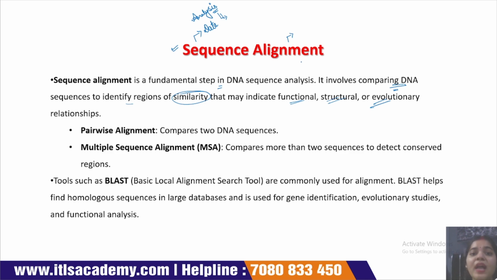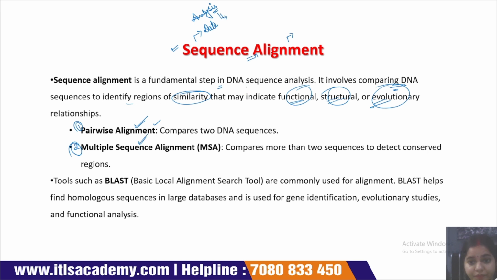This sequence alignment is a fundamental process, performed to identify functional, structural and evolutionary relationships. There are two types of sequence alignment: pairwise sequence alignment and multiple sequence alignment. When we compare two DNA sequences, the alignment is known as pairwise sequence alignment. When we compare more than two sequences, it is known as multiple sequence alignment.